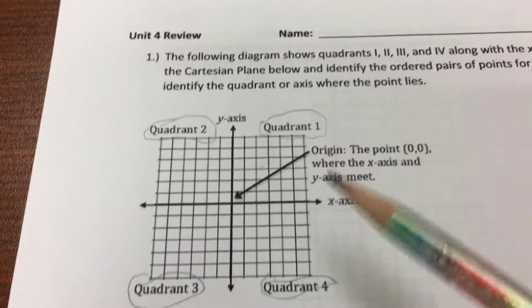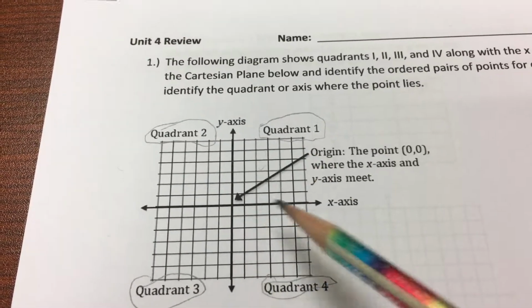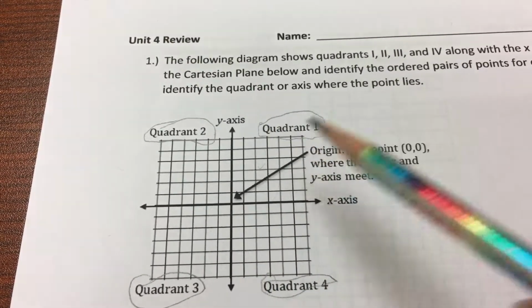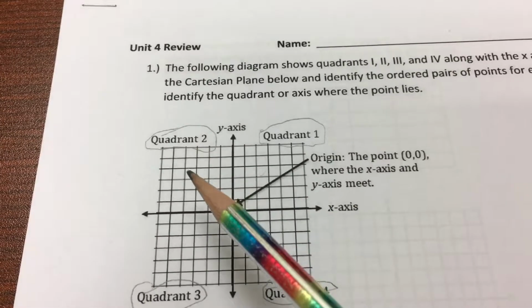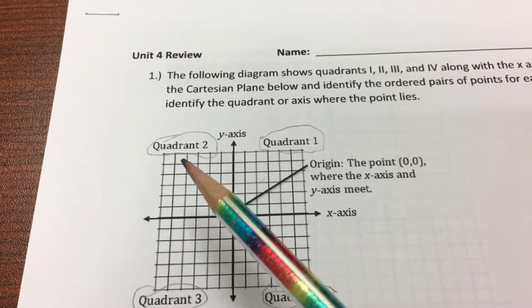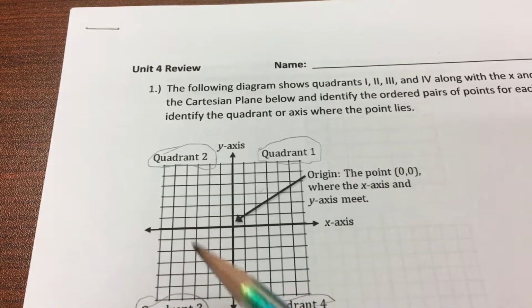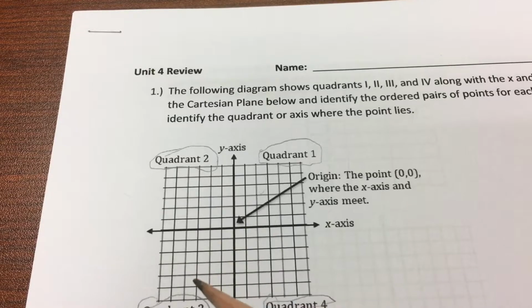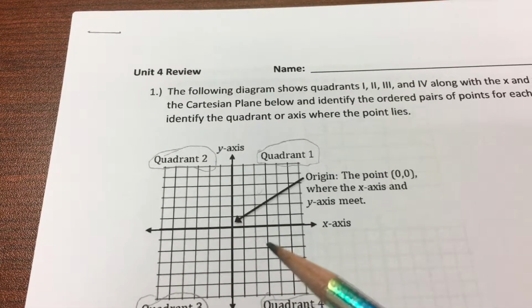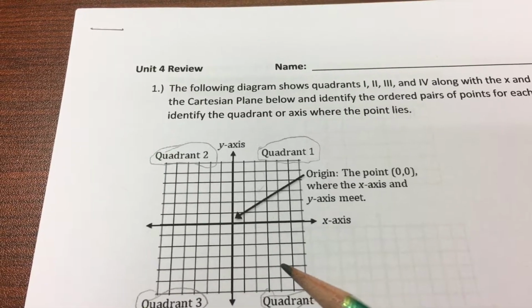Now, when we look at quadrant 1, we're going over and up. That means our x's are positive and our y's are positive. If I'm trying to get to this quadrant, I'm going back, so my x's are negative, my y's are positive. If I want in this quadrant, notice I'm going back and down, so both my x and y would be negative. If I want in this quadrant, my x would be positive, my y would be negative.